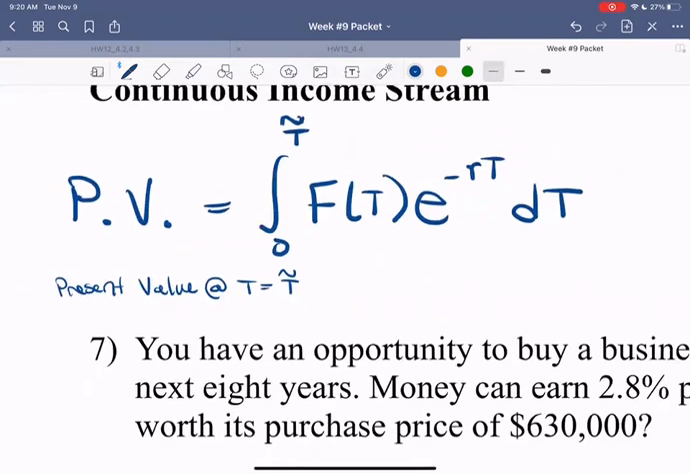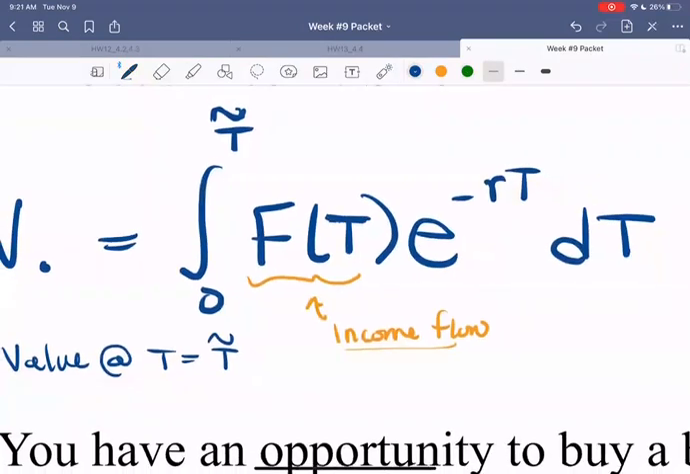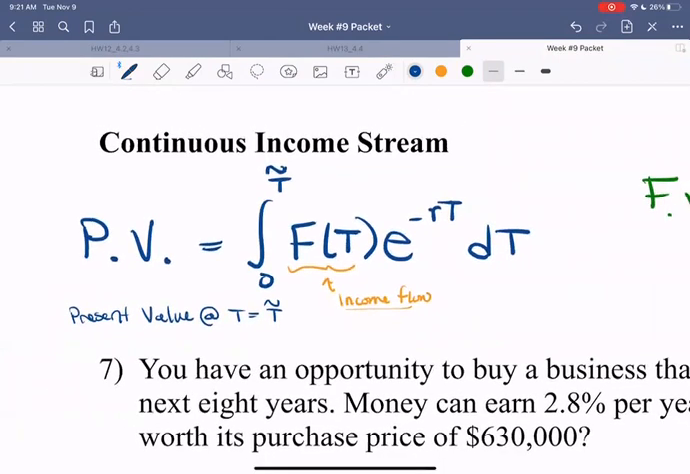So what does this function mean? It is the integral from 0 to that time, t tilde, of f of t, where f of t is our income flow function. That income will change based on what t is, so that's why it's a function of time t. Then we take that times e to the negative rt. Here r is again our interest rate, and t is a variable in this integral. So that's the present value of an account.